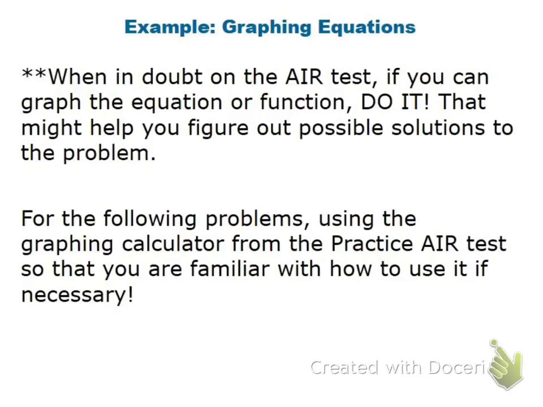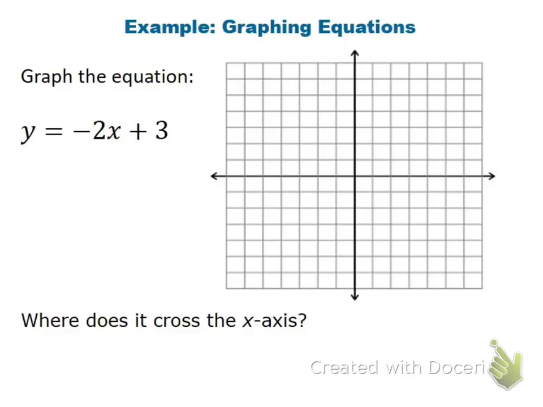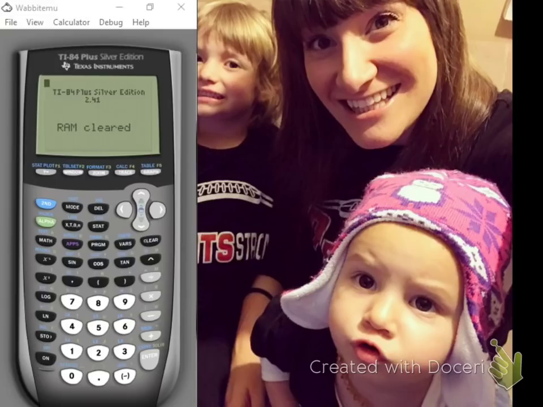When in doubt on any problem, if you can graph the thing, graph it and figure it out. We can use our graphing calculators, or we can use a website called Desmos. I'll show you both here. So with the first one, I want to graph the equation y is equal to -2x plus 3. And so the easiest way to do this one is, again, just to jump on the graphing calculator, hit my y equals button, and plug in -2x plus 3.